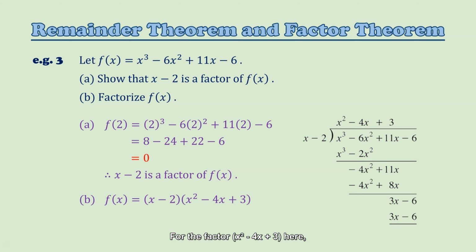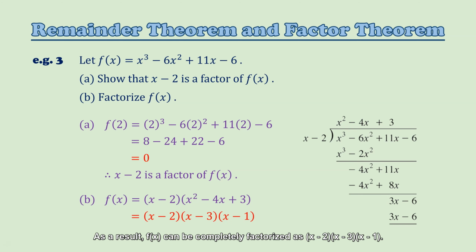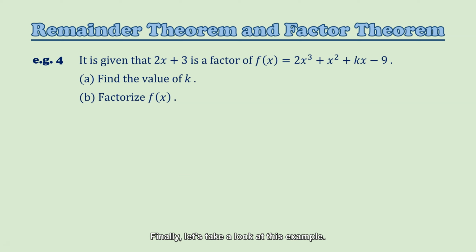For the factor x squared minus 4x plus 3 here, it can be further factorized by the factor method. As a result, f(x) can be completely factorized as x minus 2 times x minus 3 times x minus 1. Finally, let's take a look at this example.